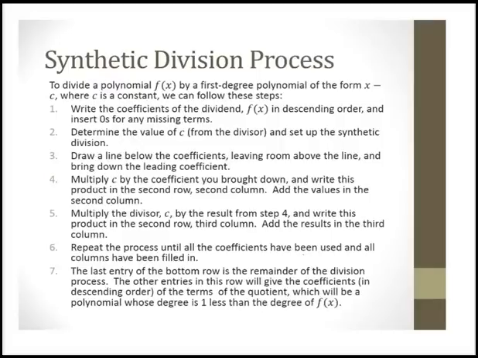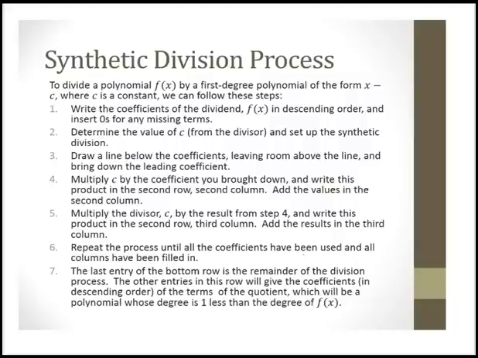All right, so here's the process written out. To divide a polynomial f of x by a first-degree polynomial of the form x minus c, where c is a constant, we follow these steps. Write the coefficients in the dividend, f of x, in descending order and insert zeros for any missing terms. Determine the value of c from the divisor and set up the synthetic division. Draw a line below the coefficients, leaving some room above the line. Bring down the leading coefficient. Multiply c by the coefficient you brought down. Write this product in the second row, second column. Add the values in the second column.